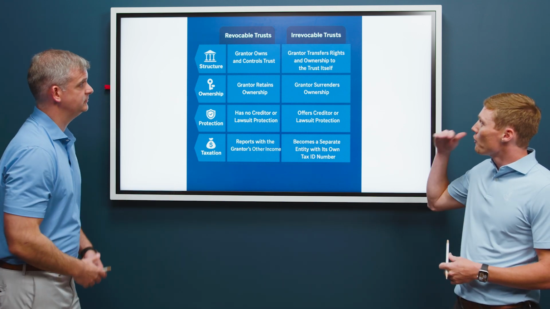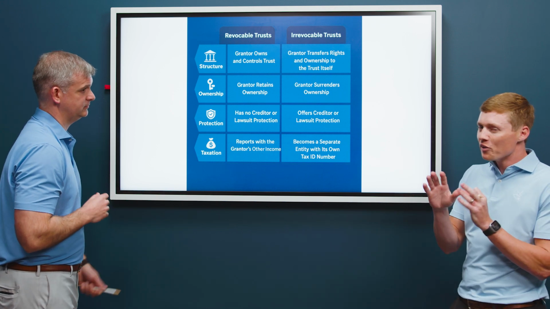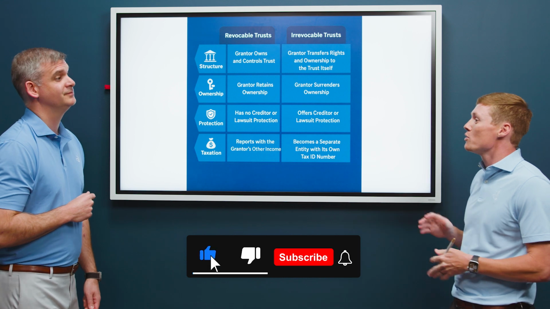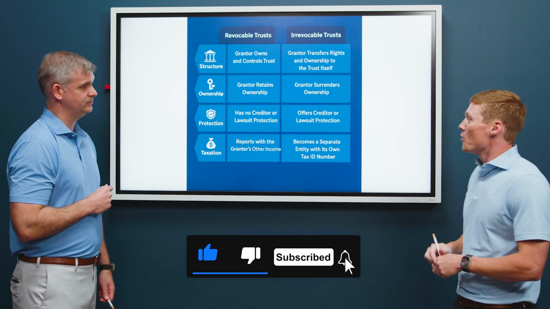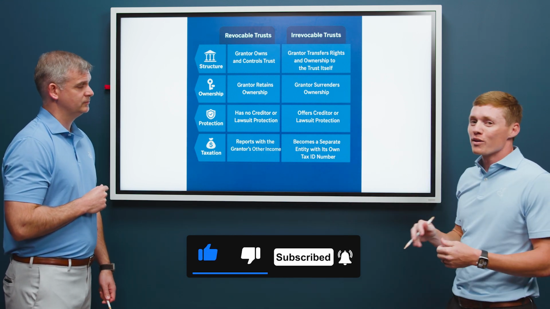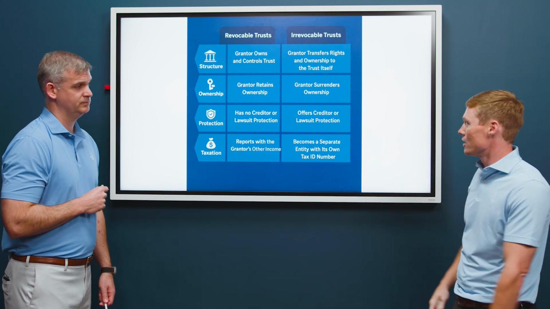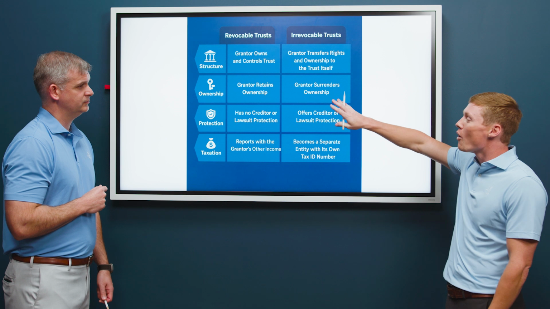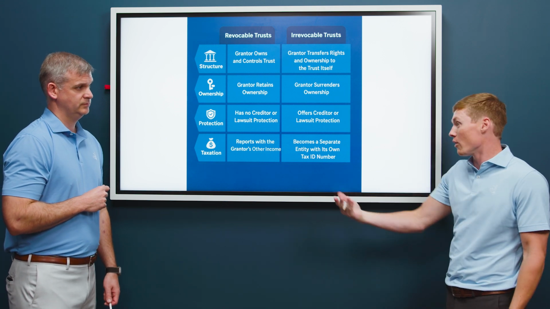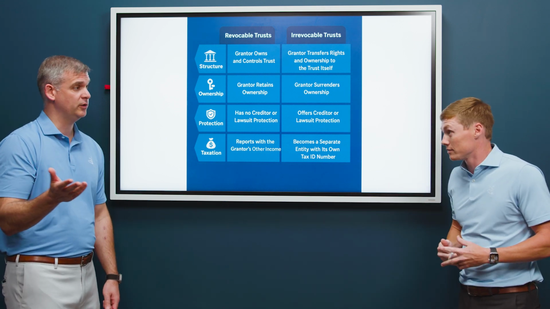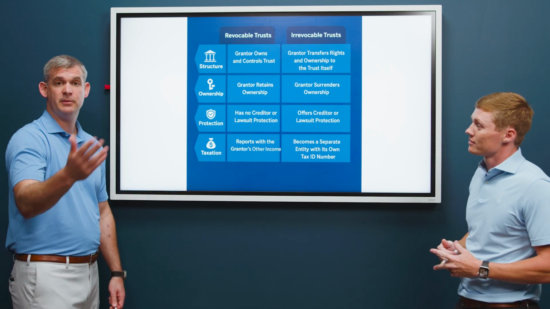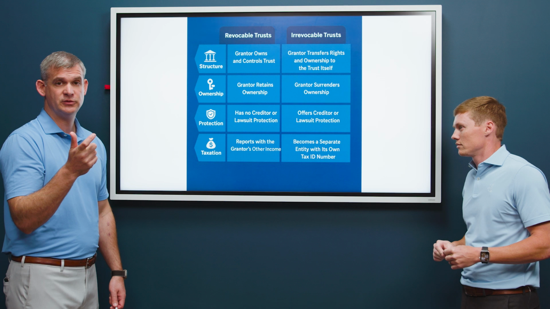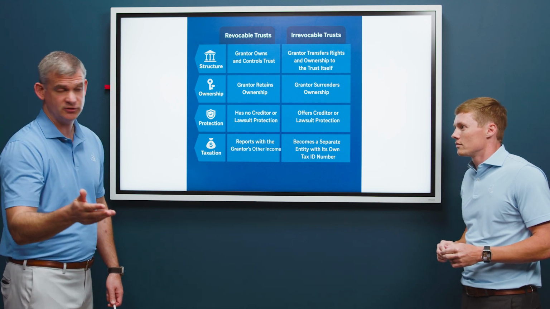If we look at irrevocable trust, this is where they get a little bit different. The grantor transfers the rights and ownership to the trust itself. So they are no longer the owner. The trust itself owns the assets that are in it. You no longer own it because you're giving up that ownership. And you're not the trustee anymore. You have named someone or some entity other than yourself to be the trustee, and a trustee is the person that makes the decisions in a trust.